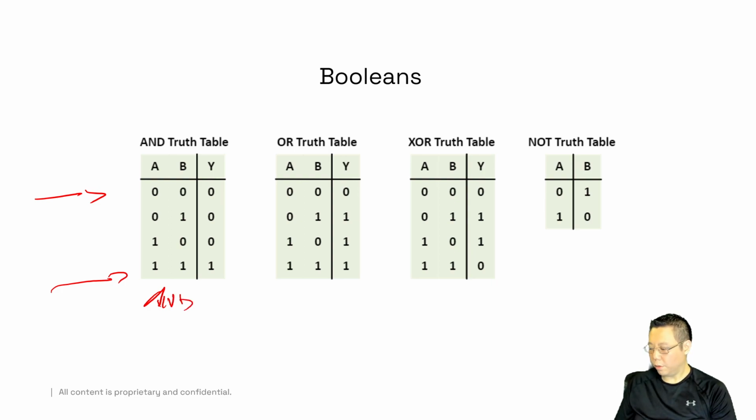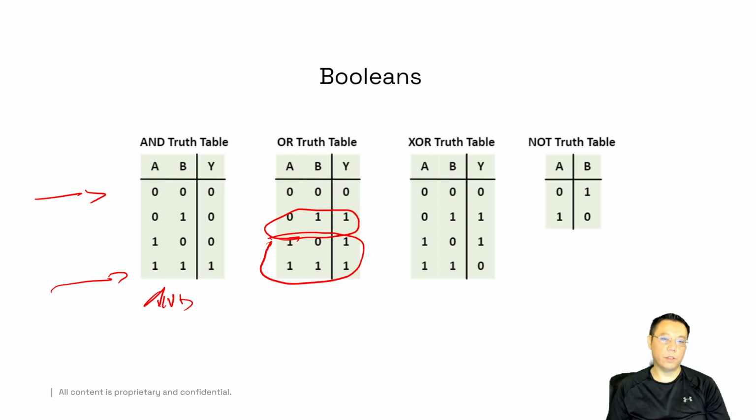With the or, if any side is true, right? Any combination, it's always going to be true. And the negate is, well, negate. Not one or not the other.